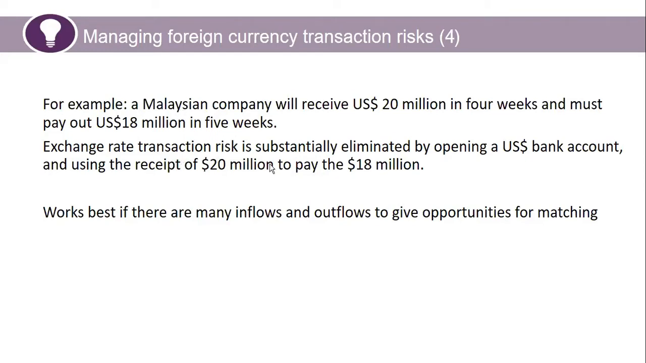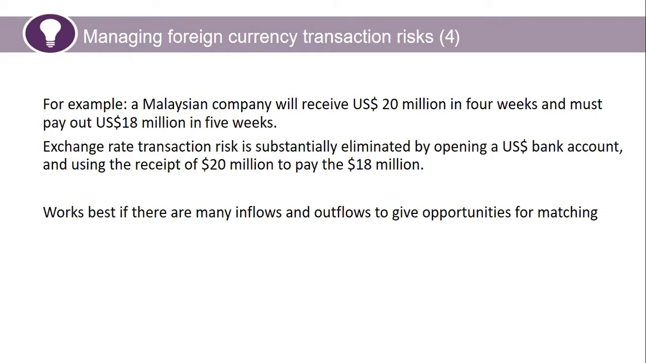Exchange rate transaction risk is substantially eliminated by opening a US dollar bank account and using the receipt of 20 million to pay the 18 million. It works best if there are many inflows and outflows to give opportunities for matching. So this is called matching your assets and liabilities.